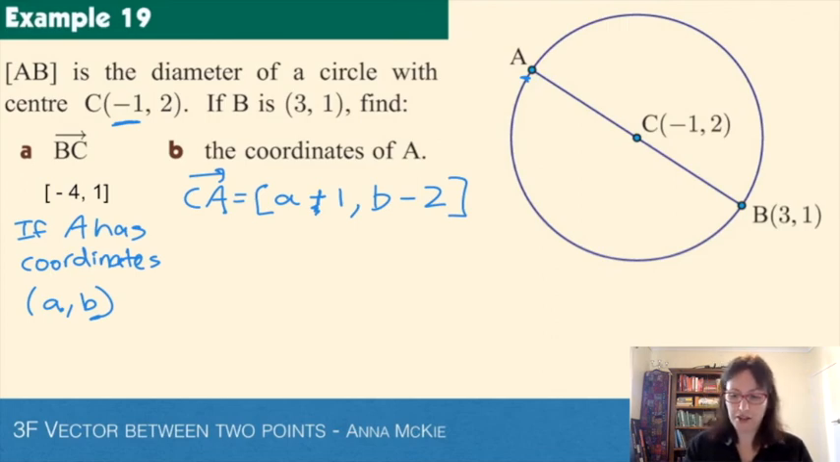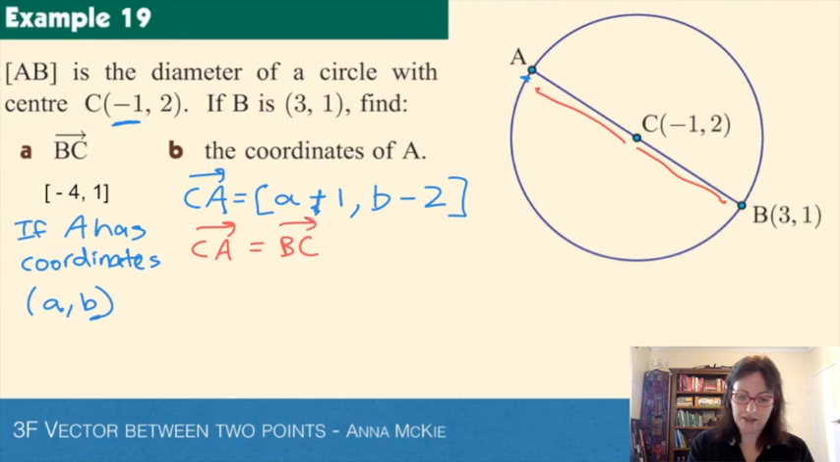What fact do we know though? Being a circle, C to B is a what in the circle? A radius, and therefore C to A is also a radius because C is the center, we've been told. So we can write out a fact here that vector CA is equal to vector BC. So that therefore means that the distance, if you like, will be the same.